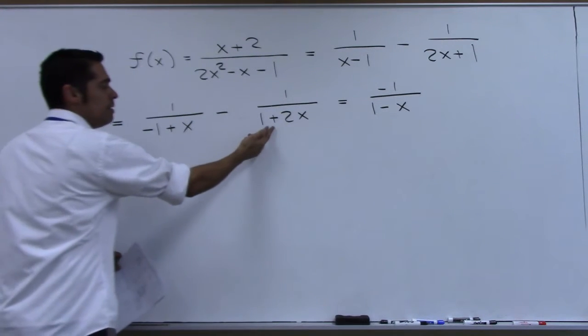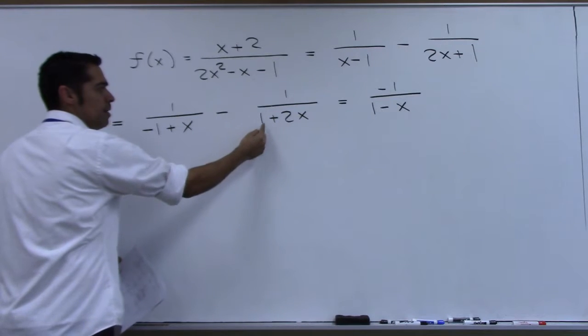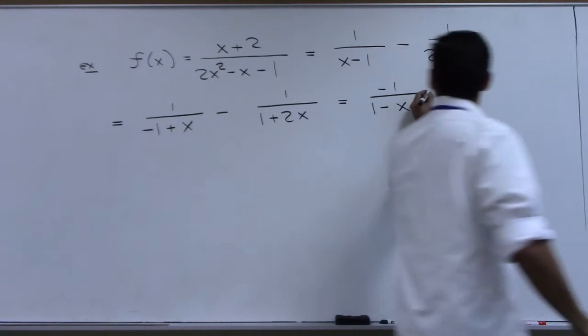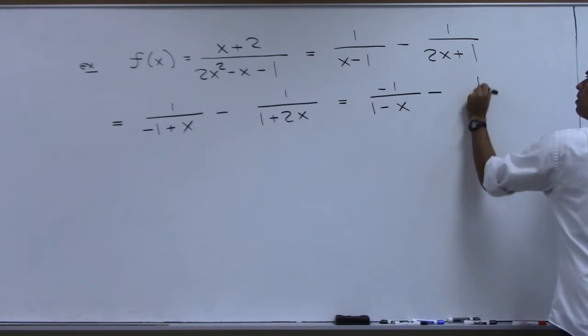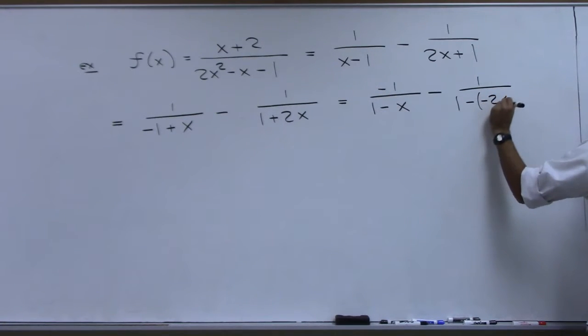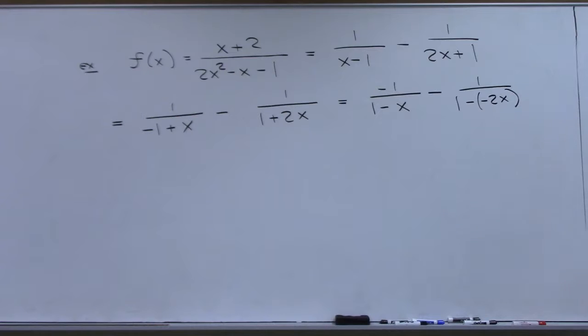And then on this one, I just need this to be a 1, which I have, and I need this to be minus. So I can rewrite it as, let's see, minus, and then 1 over 1 minus negative 2x. Y'all see it? It's just algebra. All I'm doing right now is just algebra, right?